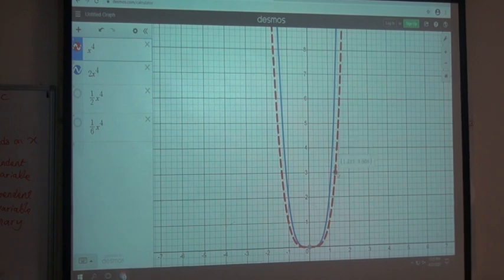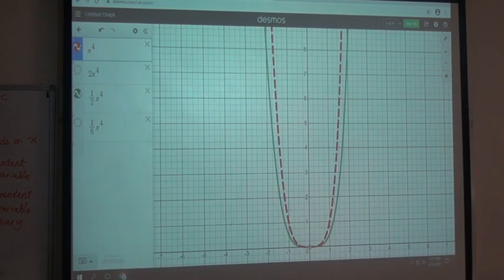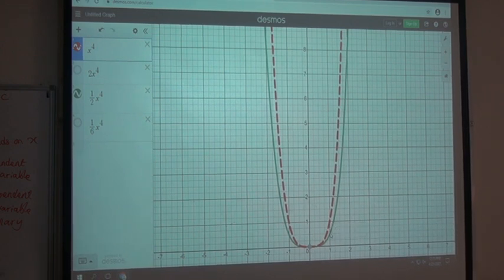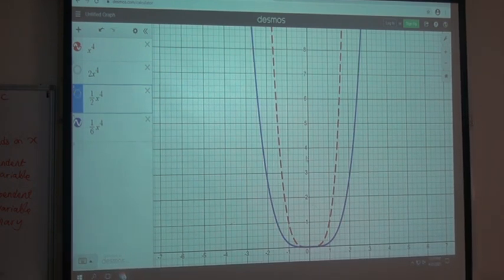Okay, let's pick something on the line. Let's take x is equal to 1. You can see y is equal to 1. Then this is y is equal to 2. Alright, so it's a stretch by 2. But look at this. This is 1. And this is 0.5. For 1 over 6, same thing.